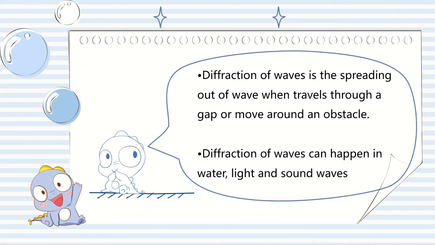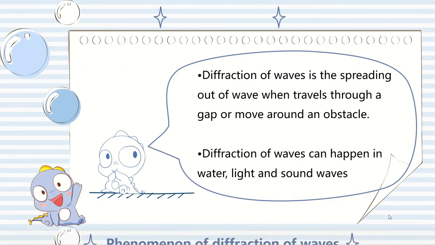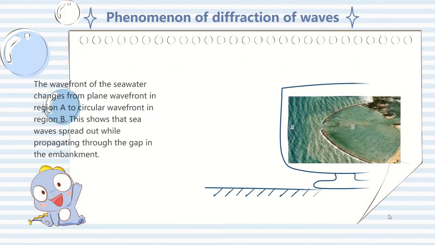A gap means there is an opening between something, and an obstacle is something that is blocking the way. And diffraction of wave can happen in water, light and sound wave. Next is about the phenomenon of diffraction of wave.